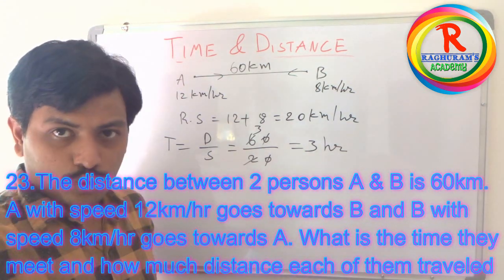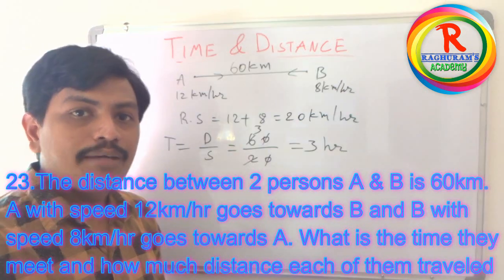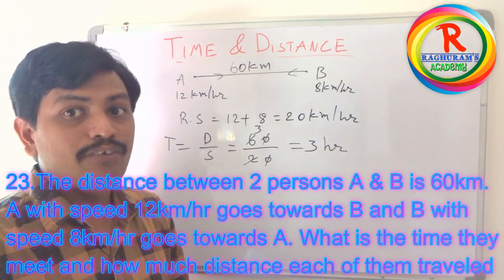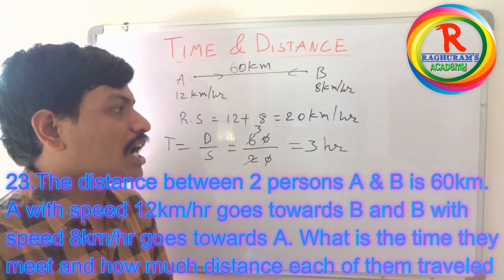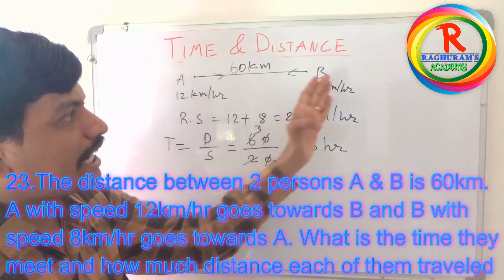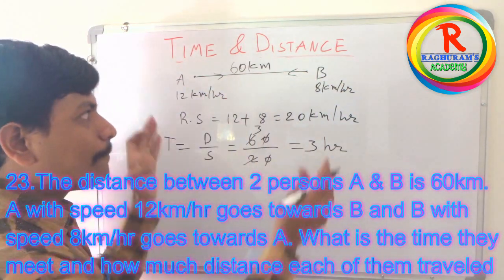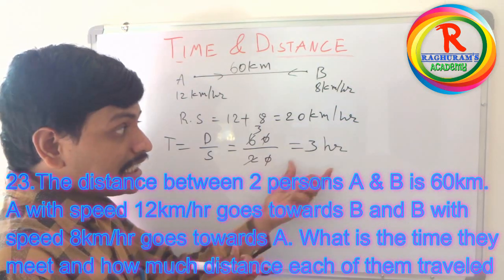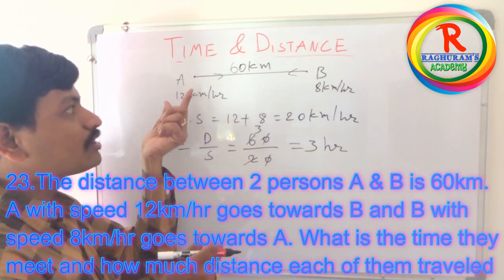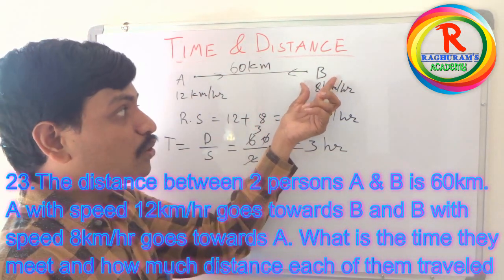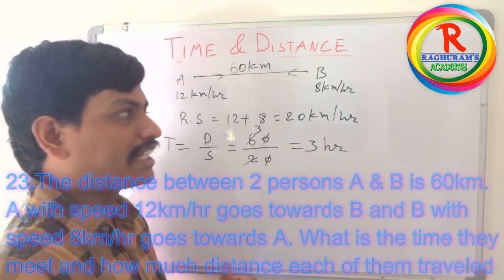So we have 2 questions in this problem. What is the time they meet? They meet after 3 hours. And what is the distance each of them traveled? The second question is this one. How much distance A traveled as well as B traveled. They met after 3 hours. In 3 hours, how much distance does A go with the speed 12 kilometers per hour, and in 3 hours, how much distance does B go with the speed 8 kilometers per hour? Let us find this.